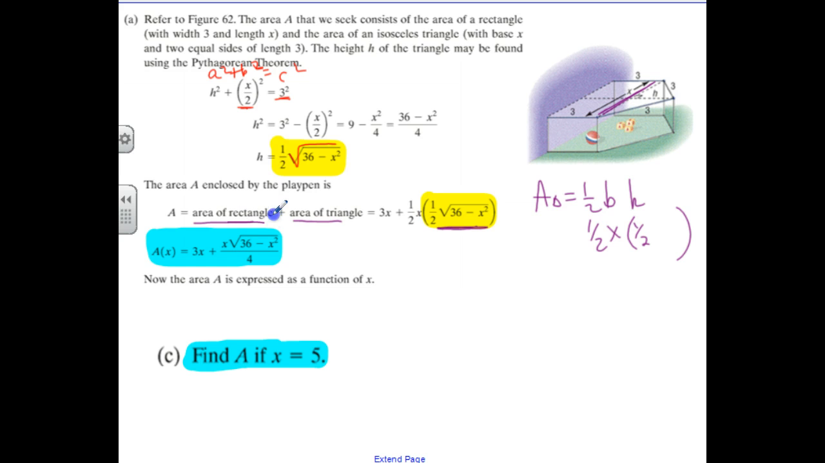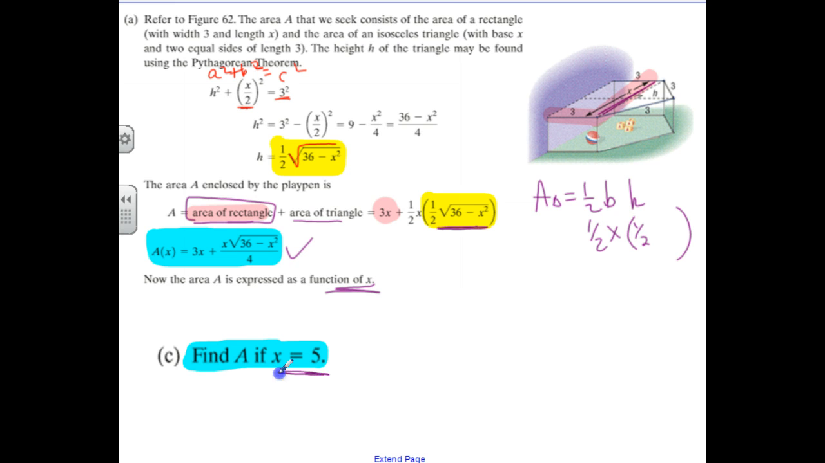And we know that the area of the rectangle is just 3x, because it's 3 by some x distance, which has yet to be determined. So we'll just keep it 3x. So there's the area. Check. Now the area is expressed in terms of x.